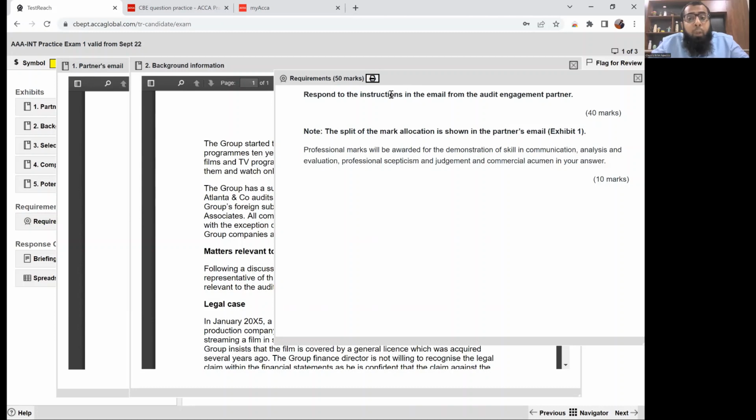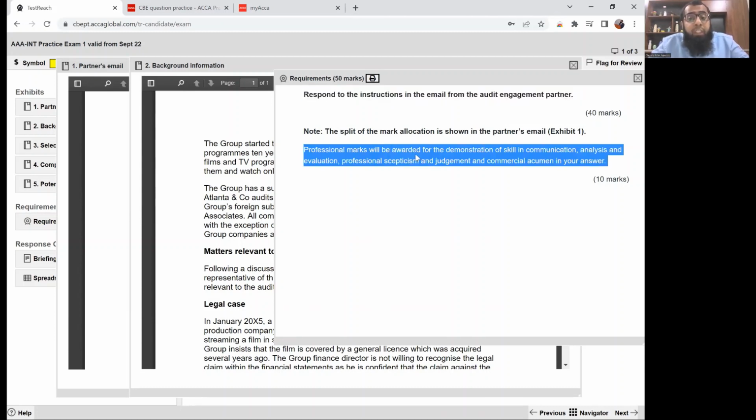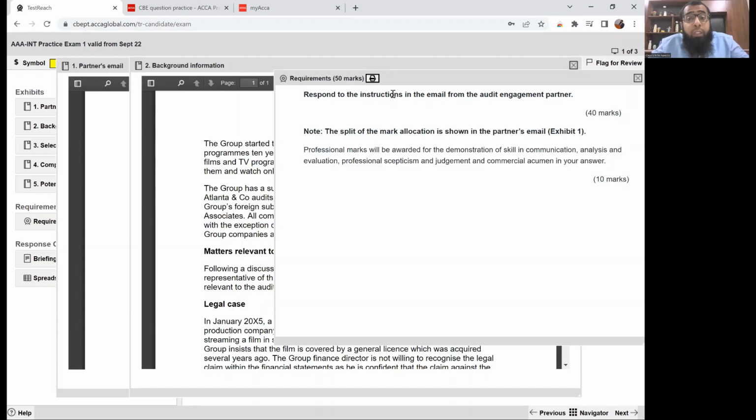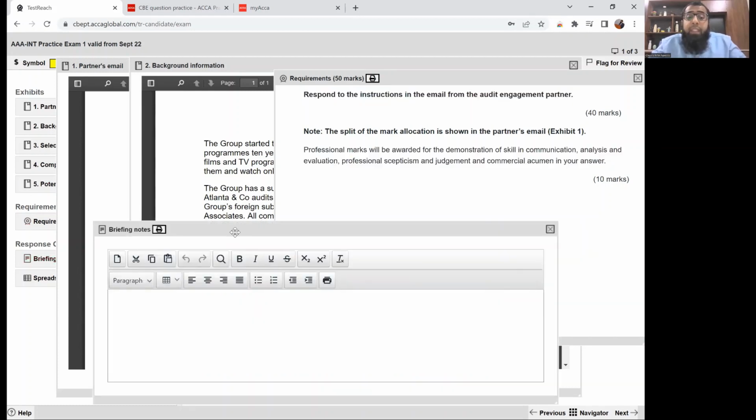Now, we have to respond to the instructions in the email from the audit engagement partner. Professional marks will be available for demonstration of skills in communication. In question number 1, he expects communication also. In questions 2 and 3, he only asks for analysis and evaluation, skepticism and judgment, and commercial acumen, because in question 1, we have to develop an email. Okay, so let's develop the answer.